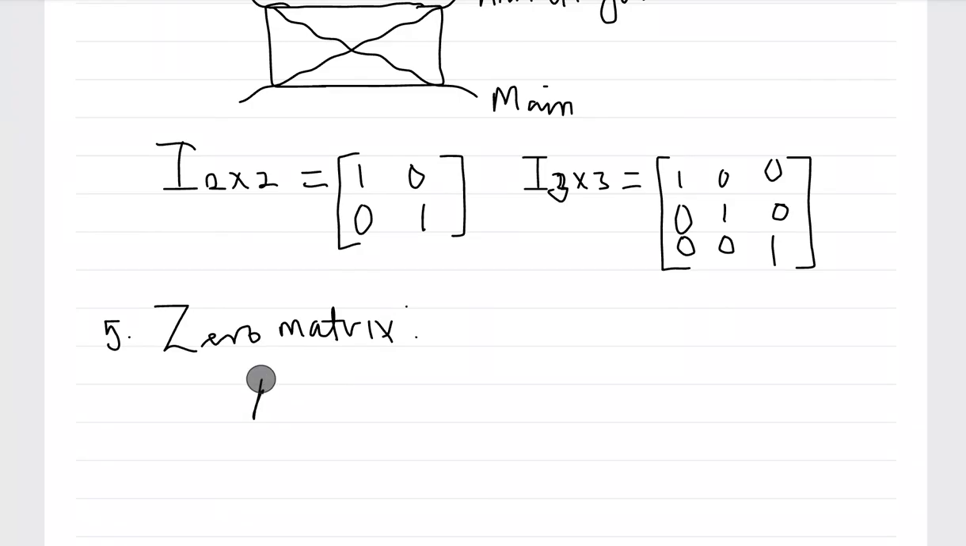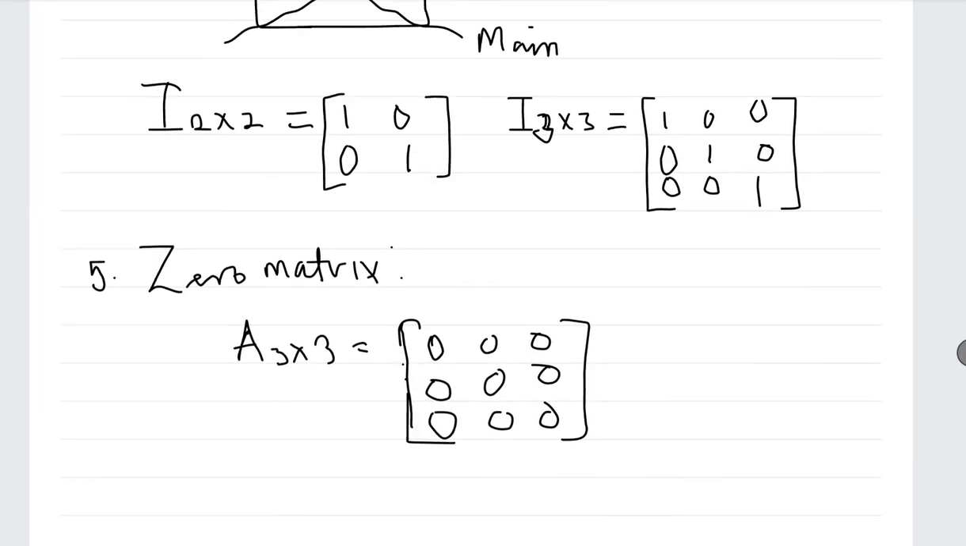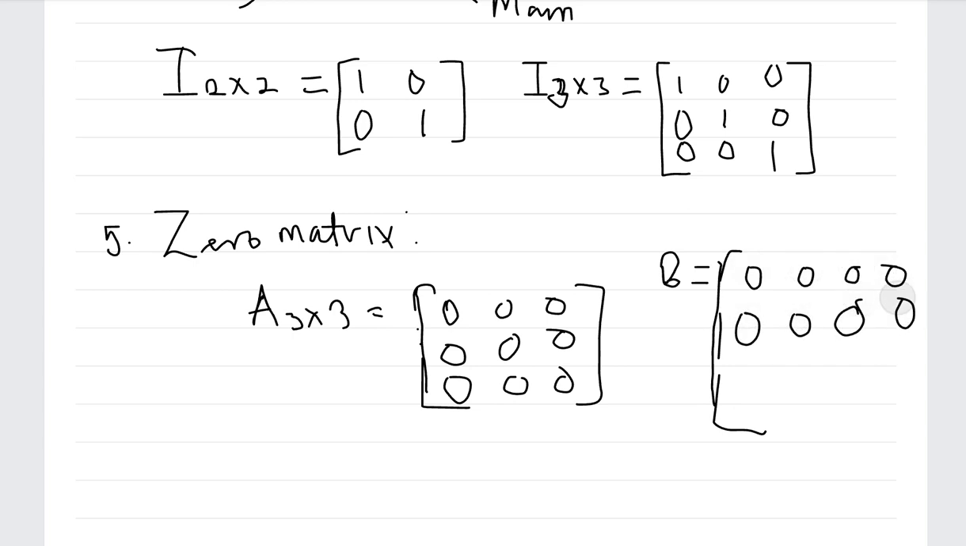So for example, if I have A, let's say a 3 by 3 matrix, it doesn't have to be a square matrix. If it is 0 0 0, 0 0 0, 0 0 0, this is an example of a zero matrix. Or let's say I have B, and I have something like 0 0 0 0, 0 0 0 0, 0 0 0 0.